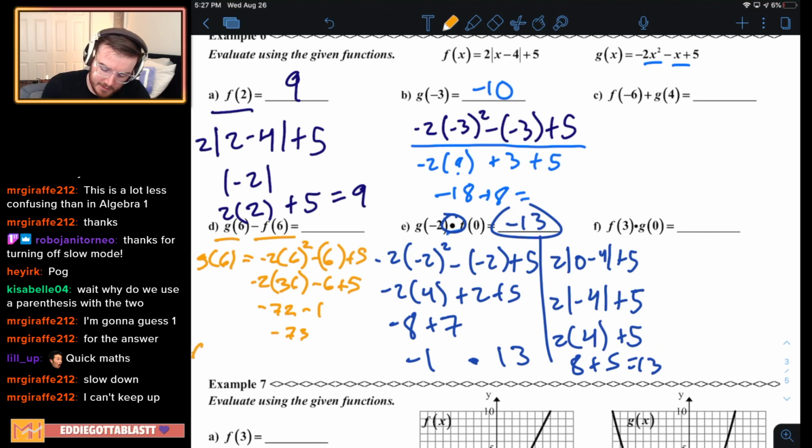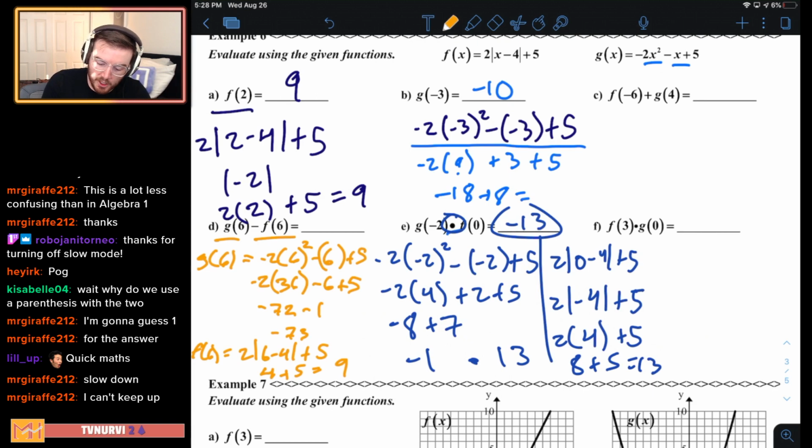What's f of 6? 2 times the absolute value of 6 minus 4, plus 5. I'm going to do a little in my head here because I'm running out of room. 6 minus 4 is 2. The absolute value of 2 is 2. So 2 times 2 is 4. Again, I'll say that out loud: 6 minus 4 is 2, the absolute value of 2 is just 2, 2 times 2 is 4, and then 4 plus 5 is 9.